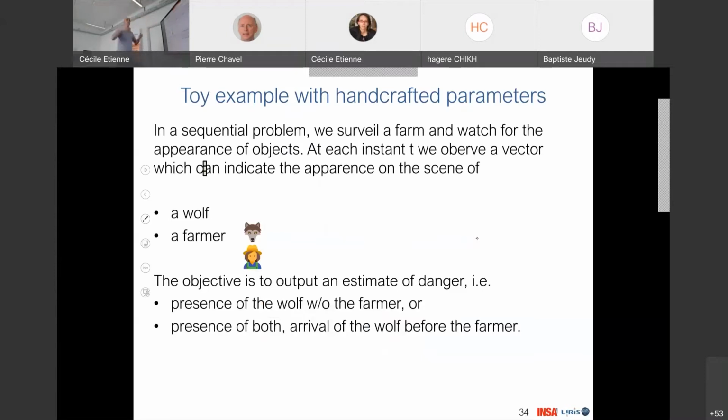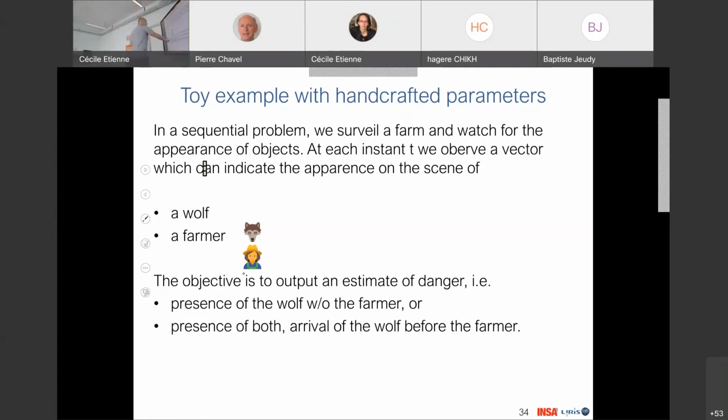So let's say you live on a farm, okay? Let's say I live on a farm, and on this farm I would like to do some surveillance because at some point a wolf can arrive here. But the wolf can also be threatened by the farmer. So when the farmer is there, the wolf can come, no problem, the farmer takes care of it. But when the wolf arrives and the farmer is there, then we would like to sound the alarm. Okay? We would also like to sound the alarm if the farmer arrived, but the wolf arrived before him.